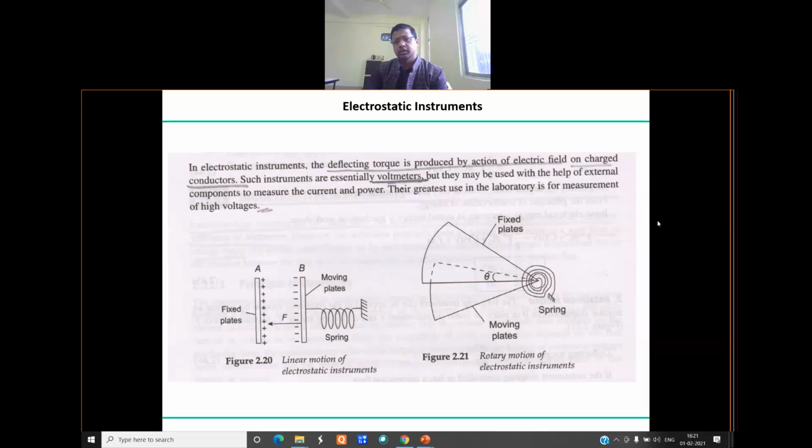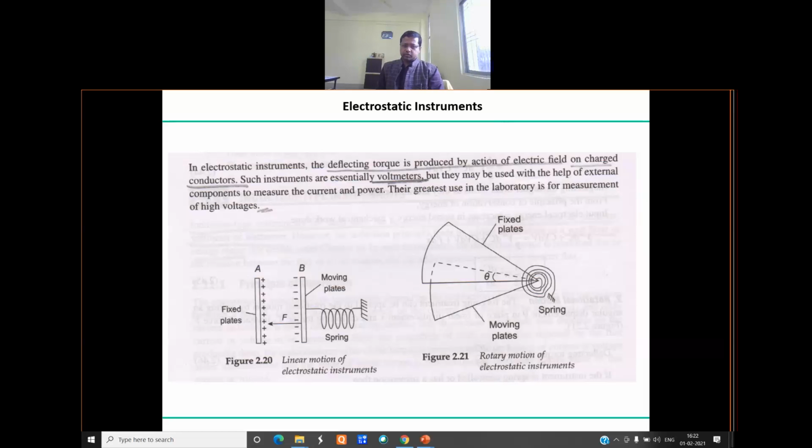So first is primarily, I would say, the electrostatic instruments, not electrodynamometer instruments. Some of the content of this particular lecture is not in your syllabus, but may be asked from a GATE examination point of view or in any technical examination, because they may or may not follow your SSUT syllabus.